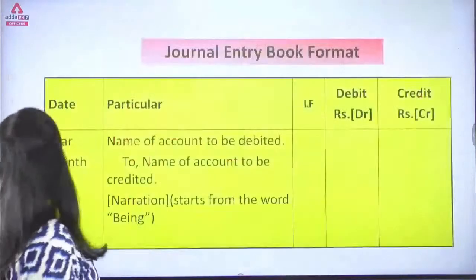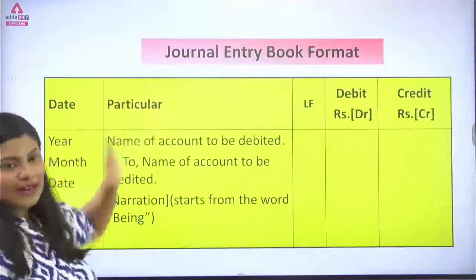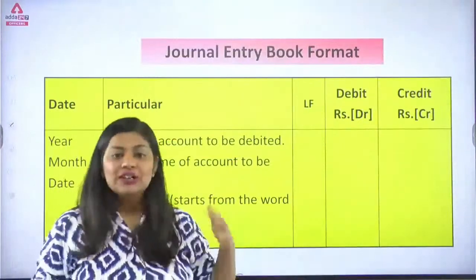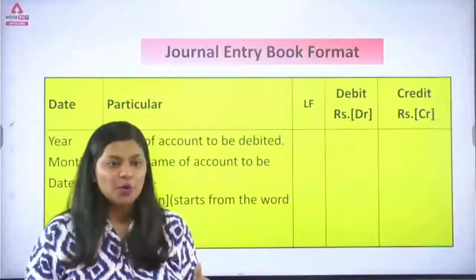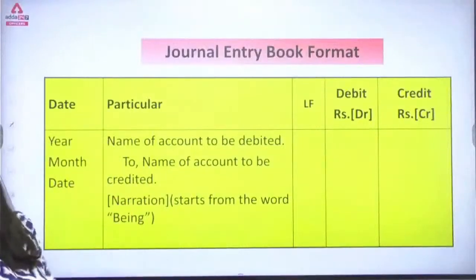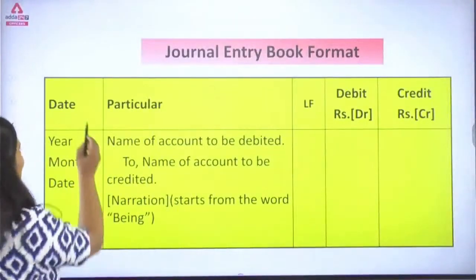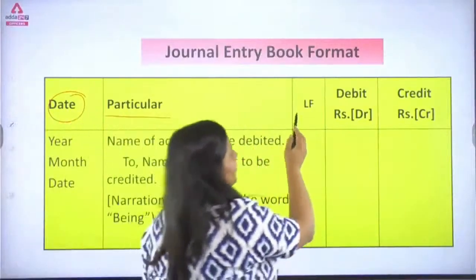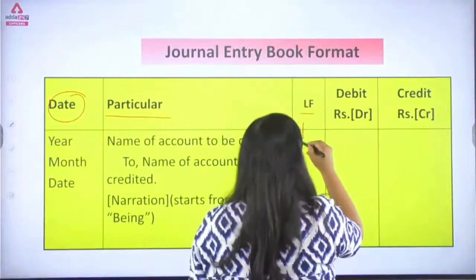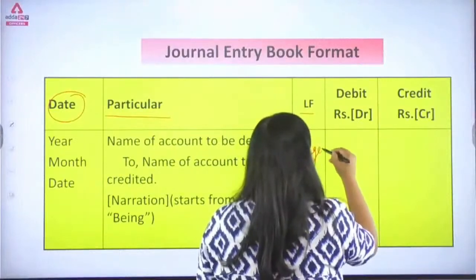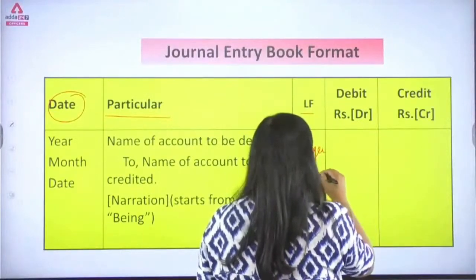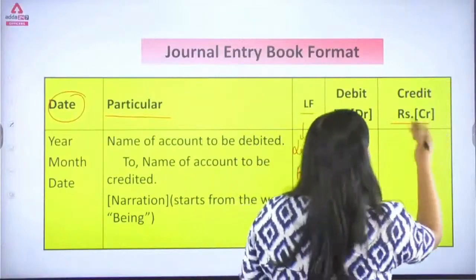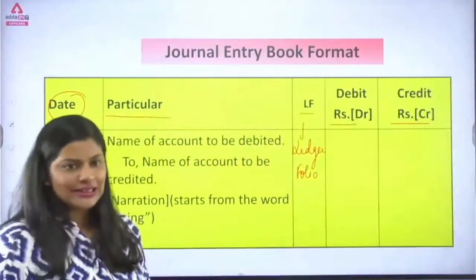Now this is the format of the book. Just for reference, you are learning something, and you don't know how this book looks. So inside, the book looks like this. You will have columns stating date, particulars, then LF. LF is ledger folio. I'll explain what that means. Then debit and credit. You will understand these a little later.